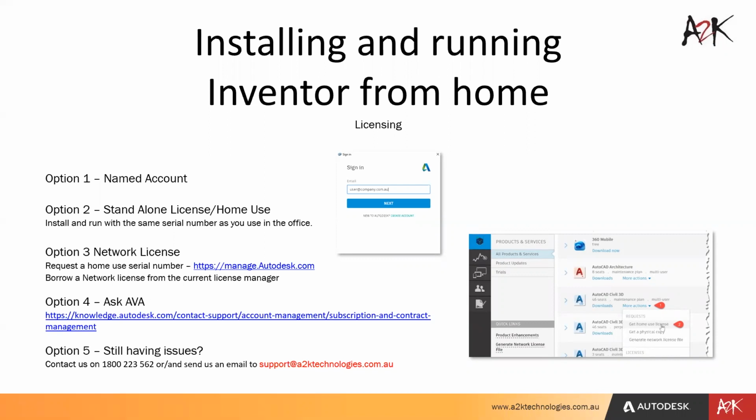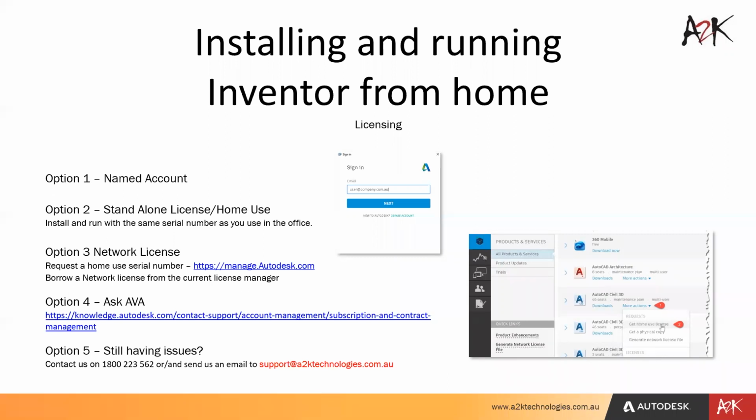This is a different serial number that's requested through the Autodesk account, and it's valid for 12 months to be used at home. If you want to borrow a license from your current license manager, you'll have to do that either in the office before you take the computer home, or potentially from home through a VPN connection. You can borrow those licenses for a maximum period of up to 6 months.